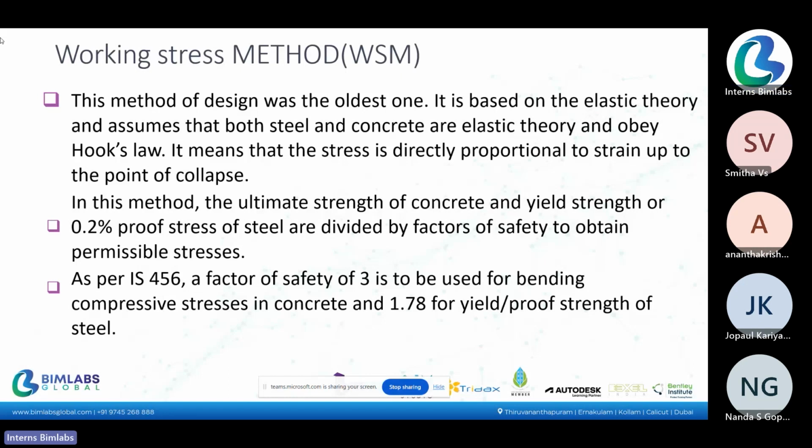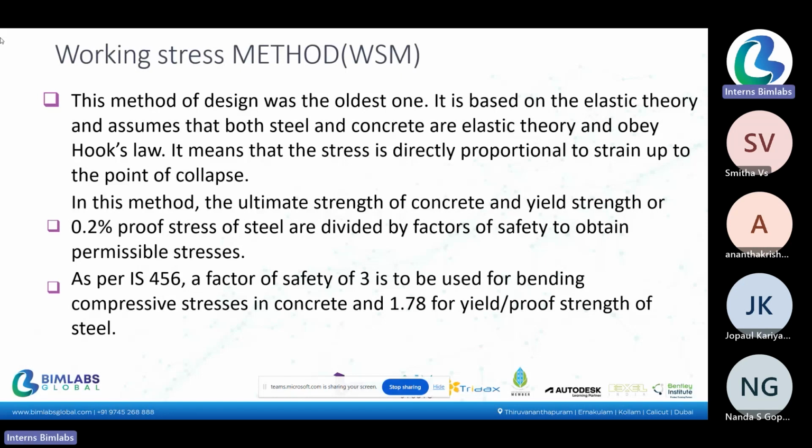As per IS code 456, a factor of safety of 3 is to be used for bending compressive stress in concrete, and 1.78 for the yield or proof strength of the steel. I hope you understand this much.